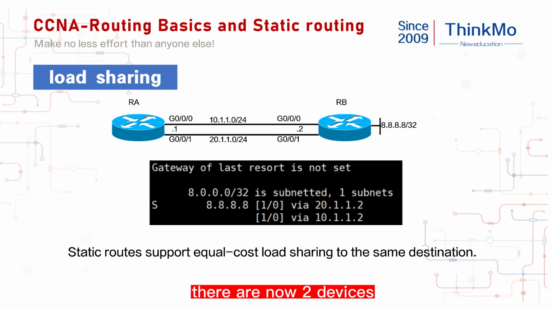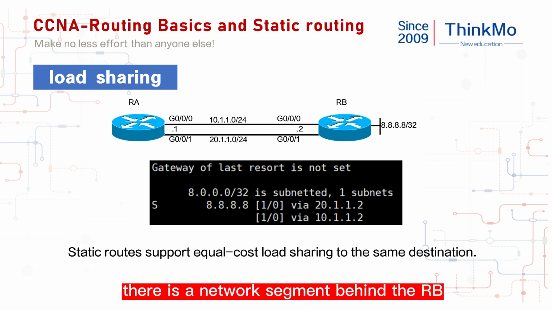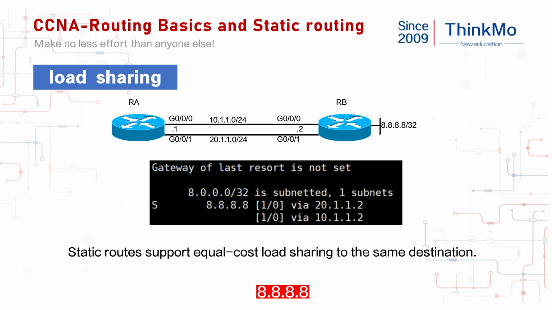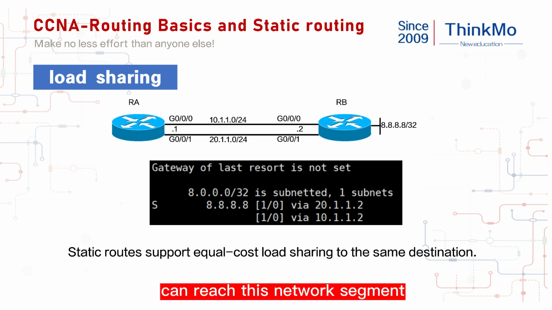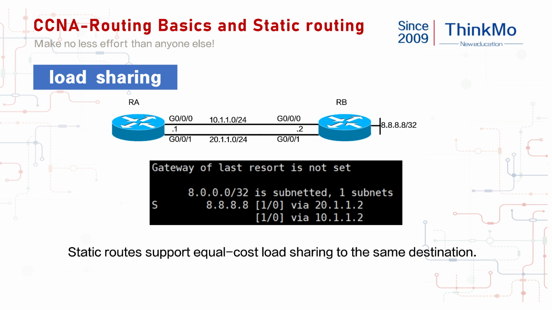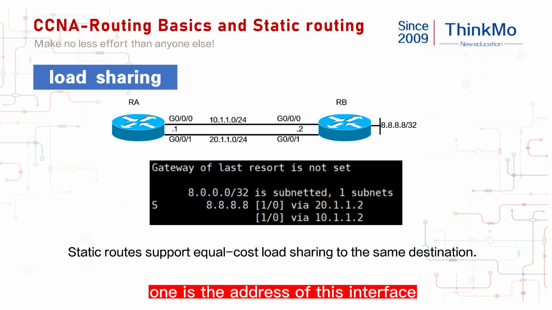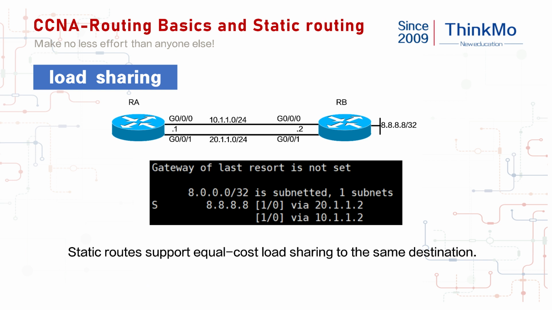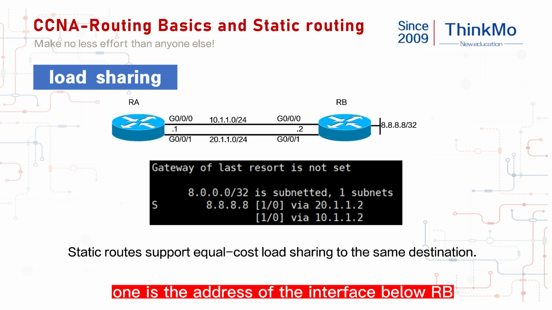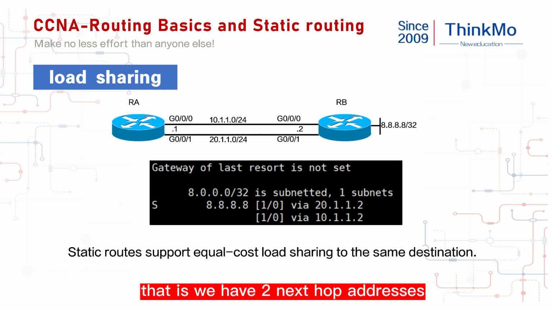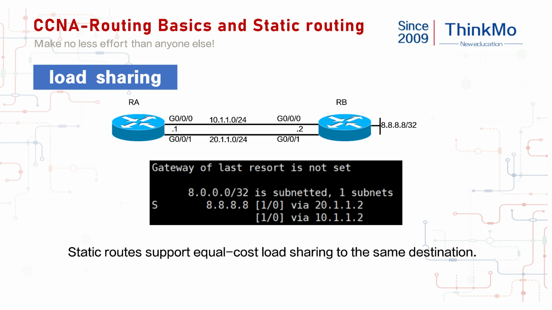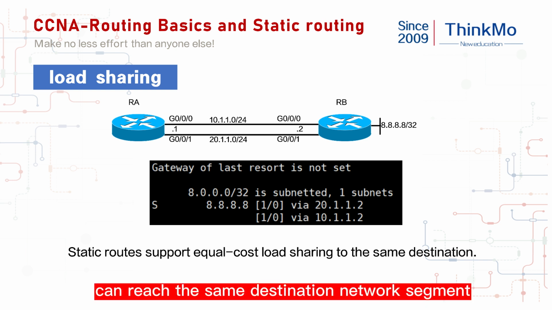Let's first look at this picture. There are now 2 devices. There is a network segment behind the RB, 8.8.8.8. Everyone can see, here in RA there are 2 lines that can reach this network segment. Look in the routing table. It has 2 next hops. One is the address of this interface, one is the address of the interface below RB. That is, we have 2 next hop addresses, go up and go down, that can reach the same destination network segment.